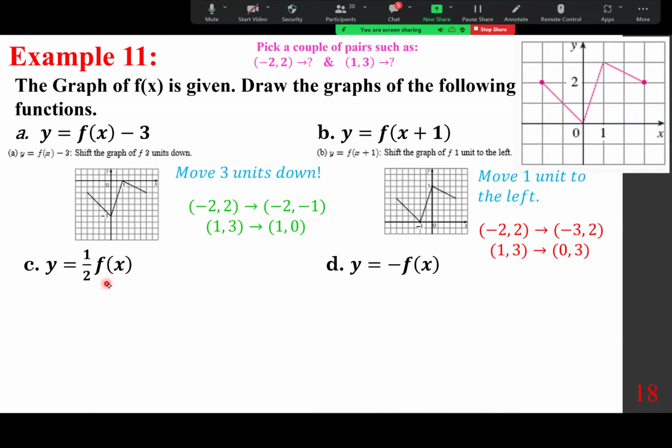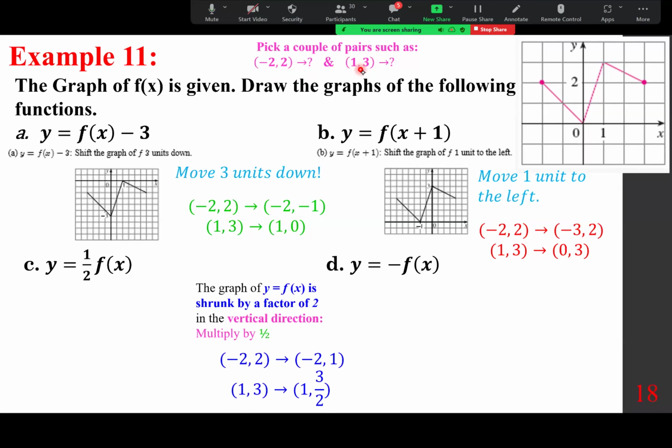Y equals 1/2 f of x. So what do we do now? It's the same as graph of f of x, but has been shrunk by a factor of 2. That means in a vertical direction, we multiply by 1/2. That's the meaning of it. So every point, you keep the x coordinate, you multiply the y coordinate by 1/2, or you divide it by 2. Therefore, -2, 2 becomes -2, 1. 1, 3 becomes 1, 3/2. And 0, 0 doesn't change because it's just 0 divided by any number, 2 or 5 or 10 makes no difference.